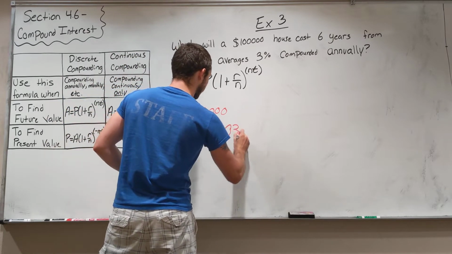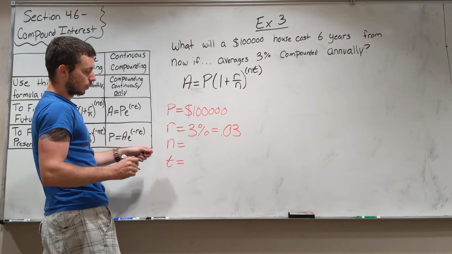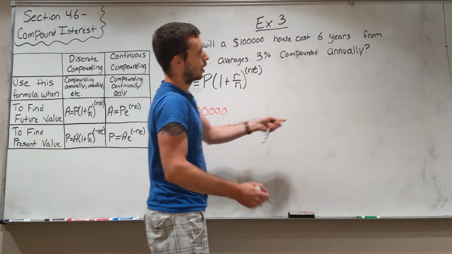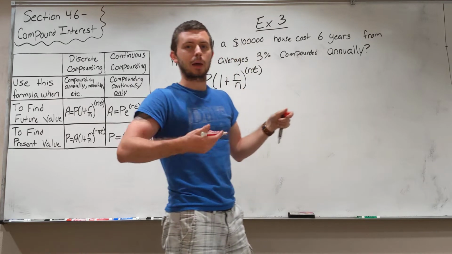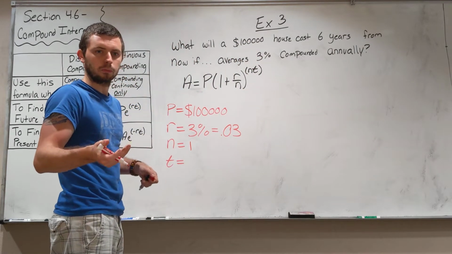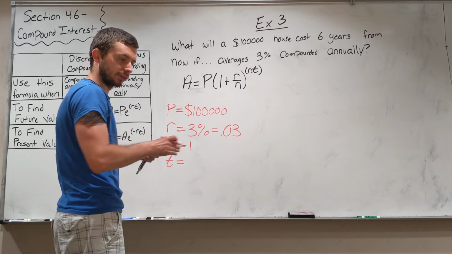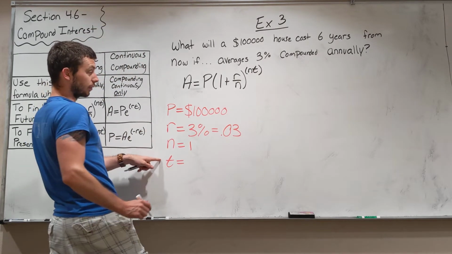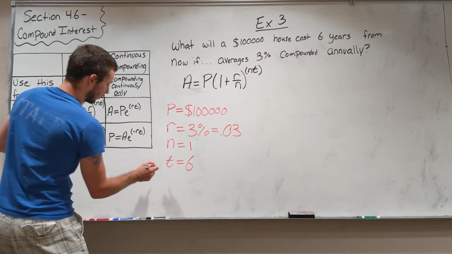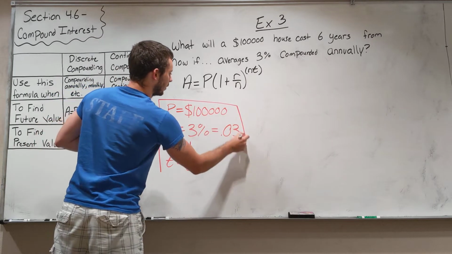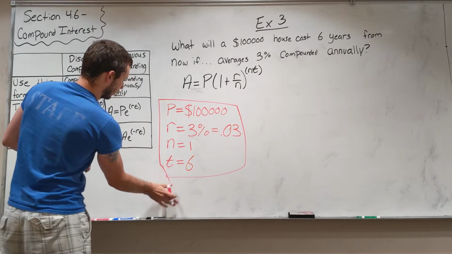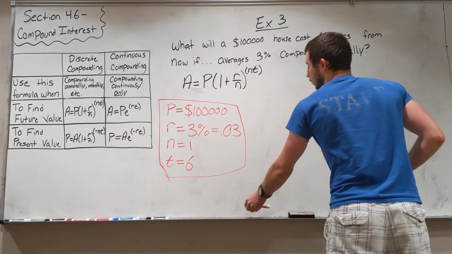It's 0.03. The N corresponds to the compounding periods in a year. How many times does something happen annually in a year? That's just once. Also, again, I have all of them written down on the first page of this section's notes. And the time is 6, for simply 6 years. And with all of this information determined, we can go ahead and figure out what the future value is.